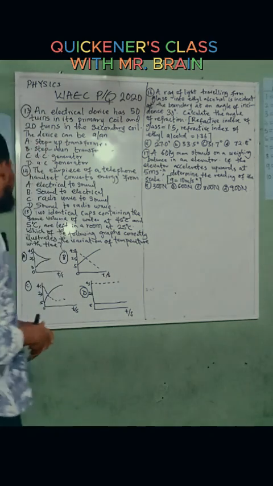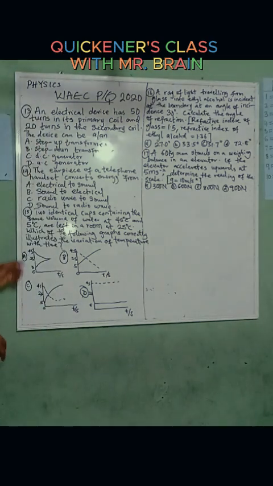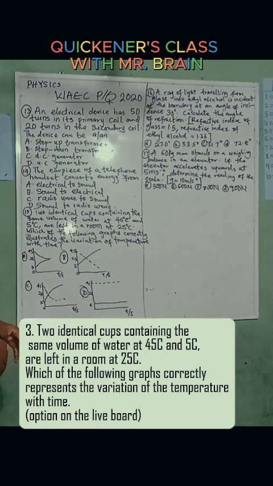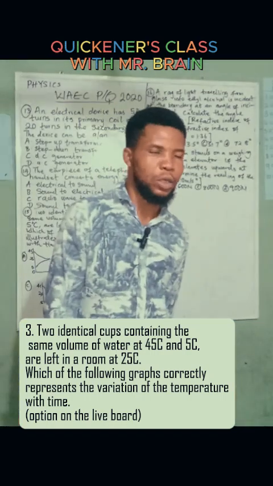Alright. So now we're moving to the next question. Two identical cups contain the same volume of water at 45 degrees Celsius and 5 degrees Celsius, and are left in a room at 25 degrees Celsius. Which of the following graphs correctly represents the variation of temperature with time? Okay? So before we look at the graph, I want to give a simple explanation.